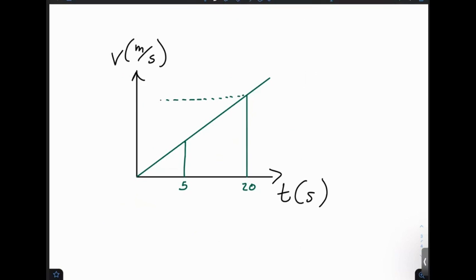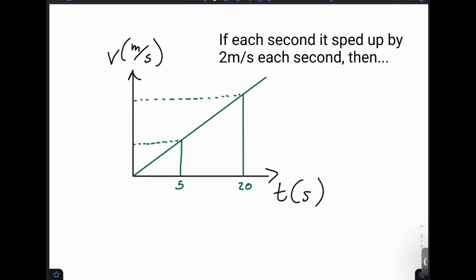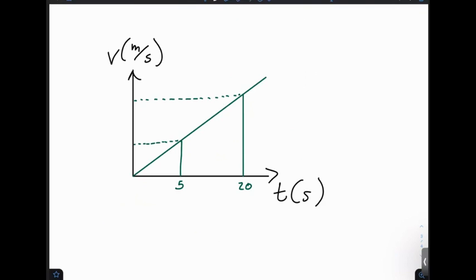And let's say it was speeding up with an acceleration of 2. Well, if each second it sped up by 1 second, that means that at 5 seconds it'd be going 10 meters per second. And after 20 seconds, it'd be going 40 meters per second. So I'm just trying to align myself to what's going on here. And I want to know how far it went between 5 and 20 seconds.